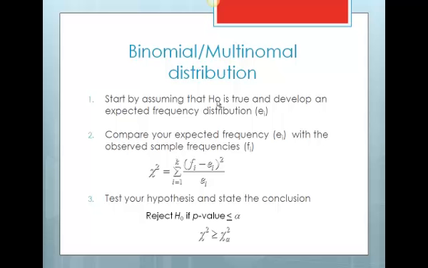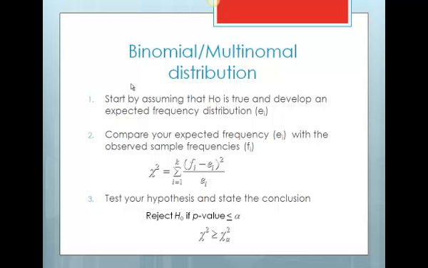So we'll start by assuming that H0 is true and develop an expected frequency distribution, E_i. Then we will compare our expected results with the actual observed frequencies from the sample that we gathered, and we will test our hypothesis whether or not we in fact did follow a multinomial or binomial distribution by comparing what we expected to see happen versus what actually happened. And we're going to do that using a chi-square test.